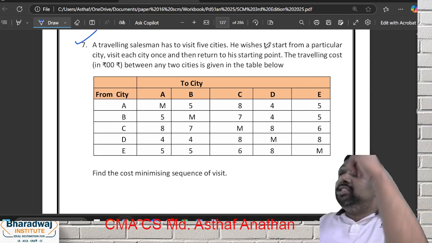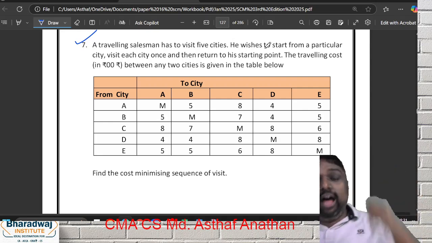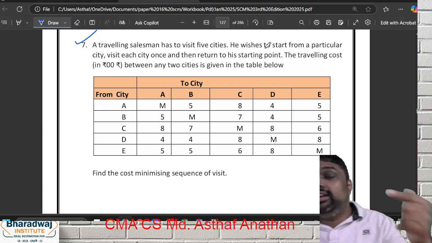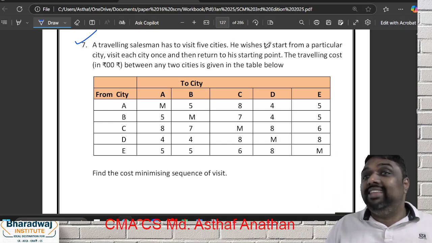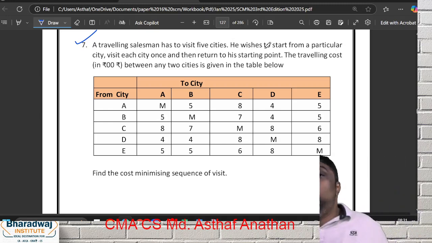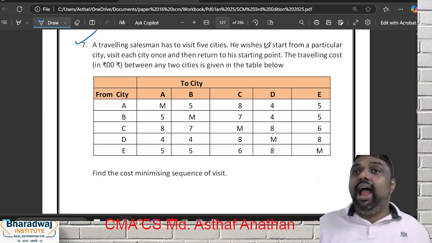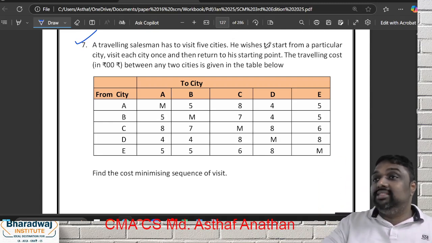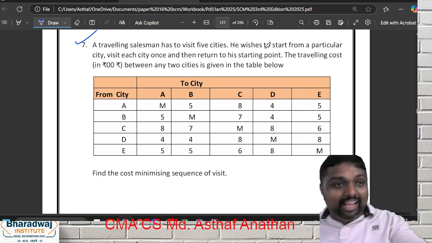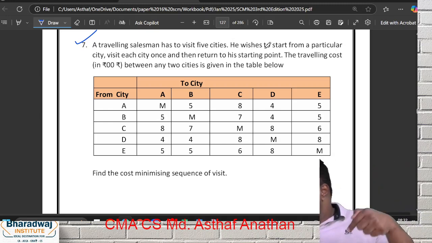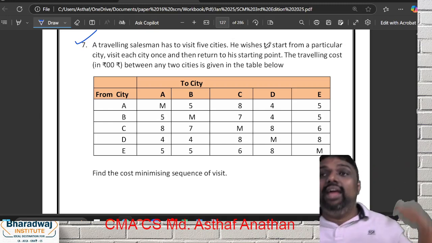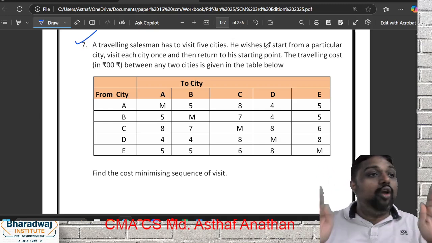Generally, a salesman will start from his home or the corporate office and he will return back to the same place at the end of the travel. How will he travel? He will go to each and every place, and he has to visit all the places scheduled for the day, and he has to come back to the original place or starting point at the end. This is the normal assumption.